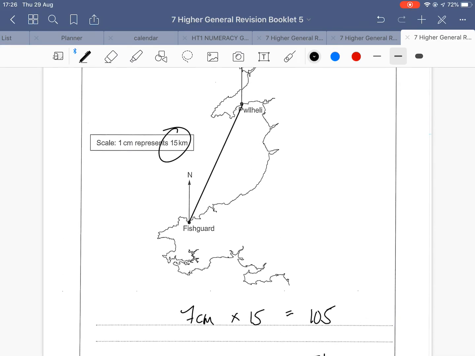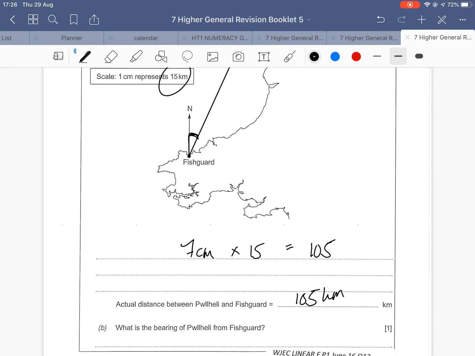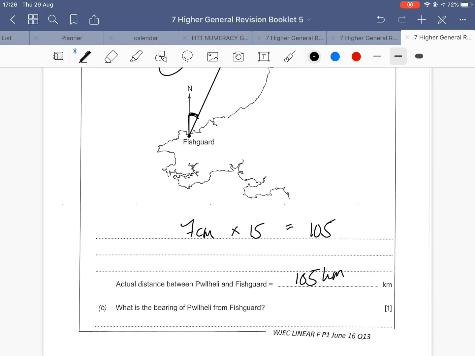So because we're going from F, that's where our angle is going to be. So at Fishguard, we come up and we draw our angle until we hit the line. So we want that degree right there. Do I have a protractor? Hang on. I reckon that's about 25. Because it's obviously 25, we don't write 25 like that. We need a 0 in front. So bearings are written in 3 numbers.